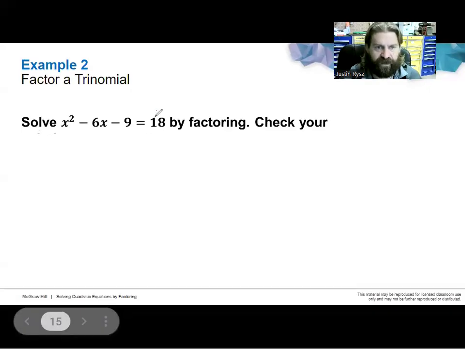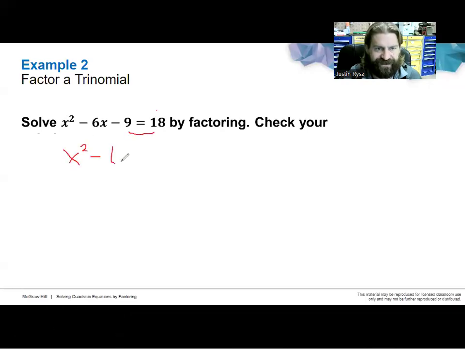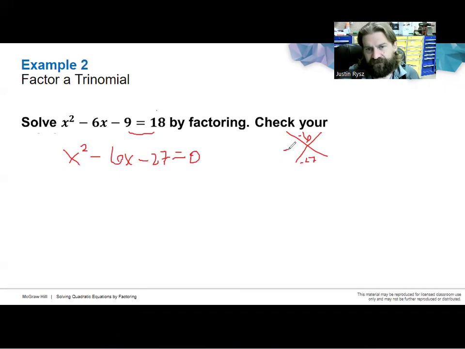All right, let's check. So we have to minus the 18 over. So we get x squared minus 6x, and we take negative 9 and subtract 18. That's negative 27. So equals 0. We have to factor this. What numbers multiply to get negative 27 and add together to get negative 6? That would be negative 9 and a positive 3. So we get x minus 9 times x plus 3.